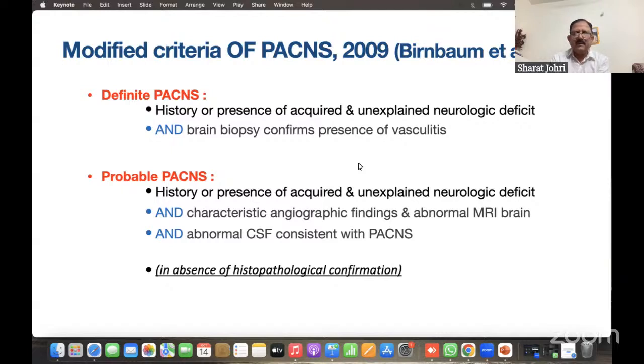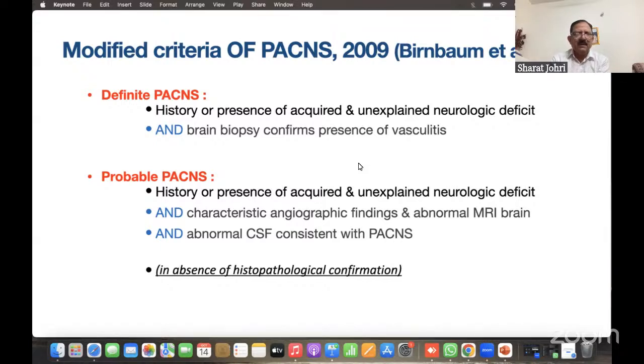Probable primary CNS vasculitis is when there is the same thing, history or presence of acquired or unexplained neurological deficit, plus there is a characteristic angiographic finding or abnormal MRI brain, plus there is also abnormal CSF consistent with primary angiitis of CNS. In many cases we are not able to do a biopsy, which is a difficult and invasive procedure. So they said then we should not call it definite, we should call it probable, because the treatment is probably different. So the treatment for probable and definite should be different.